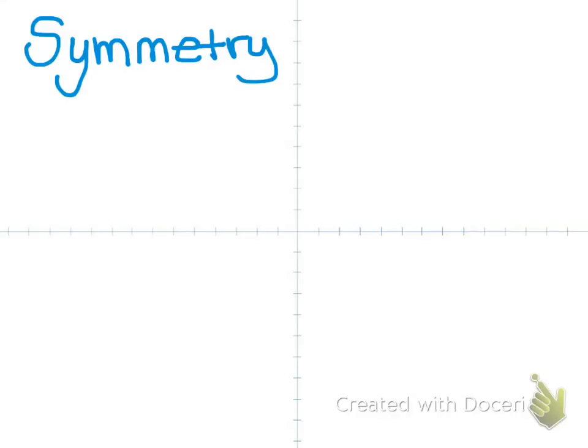We're now going to talk about symmetry. There are two types of symmetries, and the first one is any function that is symmetrical over the y-axis. If the function we see is symmetrical over the y-axis, then we can call that function an even function. So let's look at the graph y equals x squared, which is our quadratic.